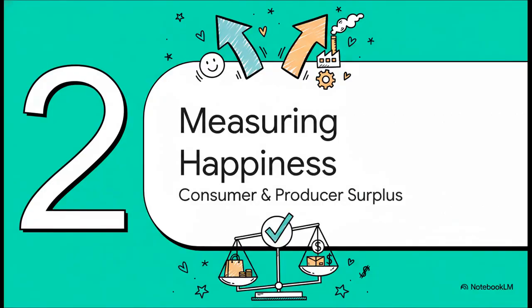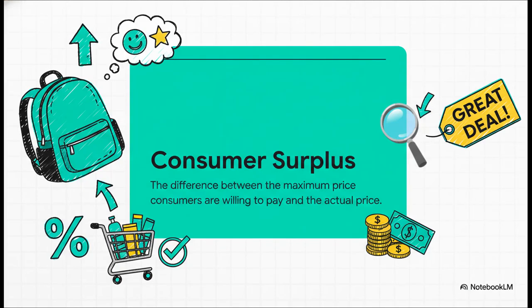So how do we measure the value that's being created in this perfectly balanced market? Well, economists use these two awesome concepts, consumer surplus and producer surplus. Just think of them as a way to put a number on the win-win for everybody involved. Let's start with the buyers. Consumer surplus is basically that feeling you get when you score a great deal. Let's say you were willing to pay $120 for a backpack, but you only had to pay $90. That $30 difference, that's your personal consumer surplus. It's the value you got on top of what you paid.